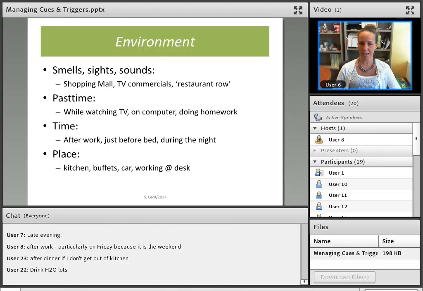And then places in our environment can also trigger eating. Working at desk, being in the kitchen, like we've already identified, buffets, sitting in the car, that sort of thing. Are there other places that trigger you guys? Can you give me some examples? I have some in mind, but I'm interested to hear if there are other maybe less traditional places that trigger you guys to want to eat or to make poor food choices or overeat.